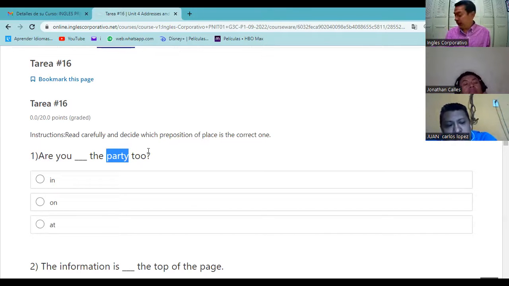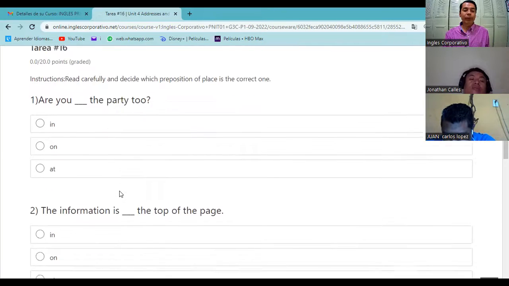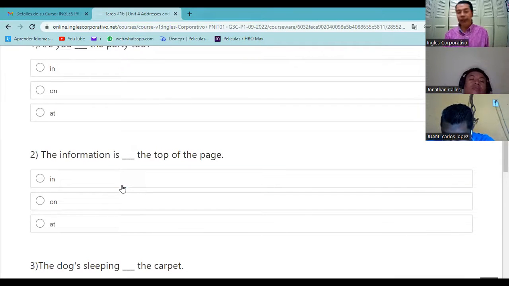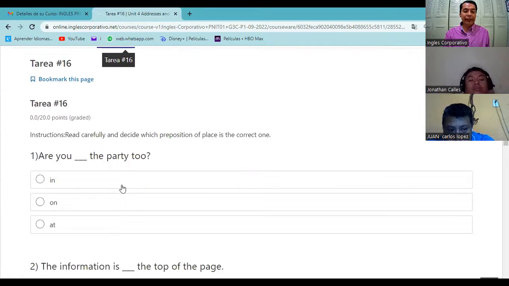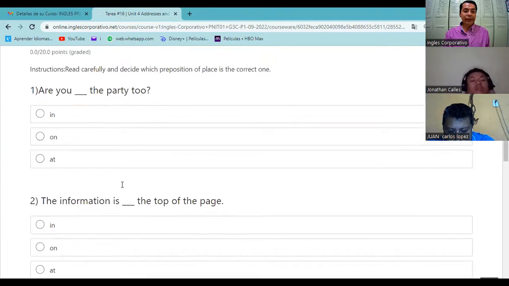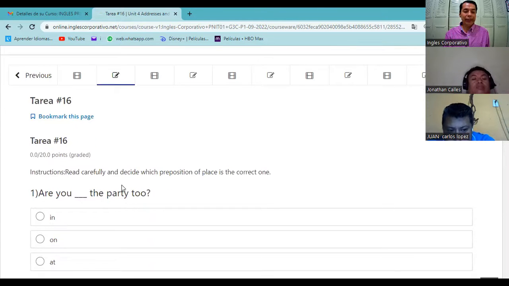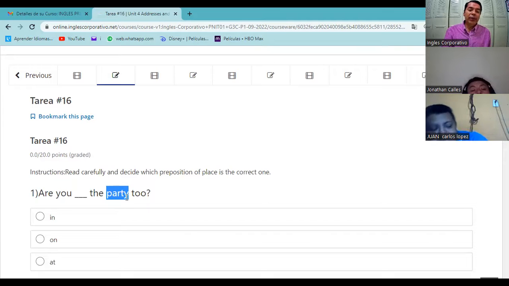Entonces, en este tipo de... déjenme ver... no, perdón, estoy confundido. La tarea 16 era, ¿verdad? Sí, aquí estamos. Entonces no se refiere al lugar, se refiere a un lugar en específico, sí. Va, entonces, otra vez, perdón, borremos lo anterior. Pues qué pena. Borremos lo anterior y digamos, are you in the party, on the party, and at the party too?